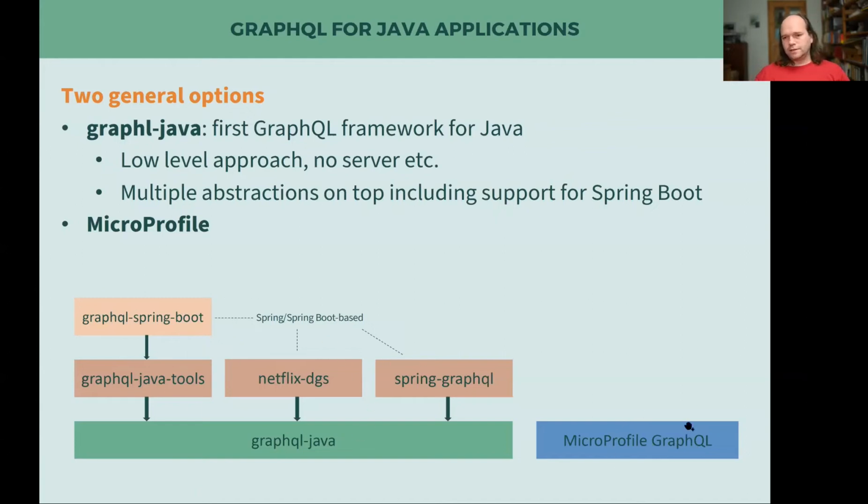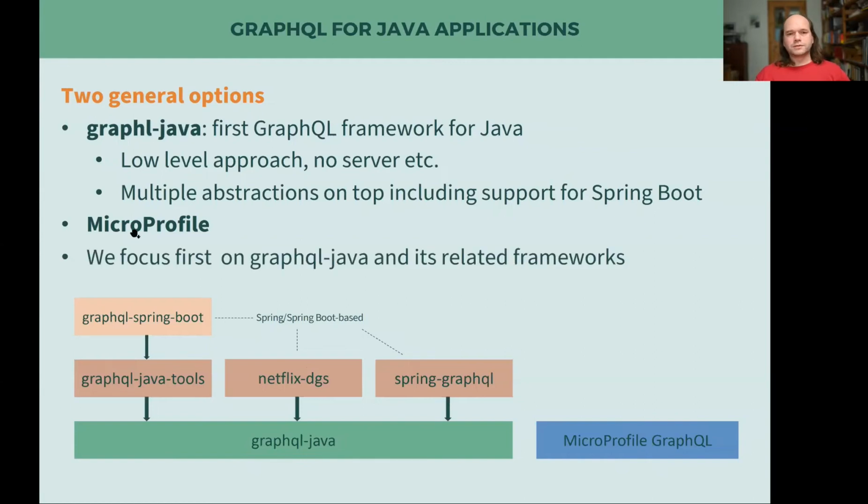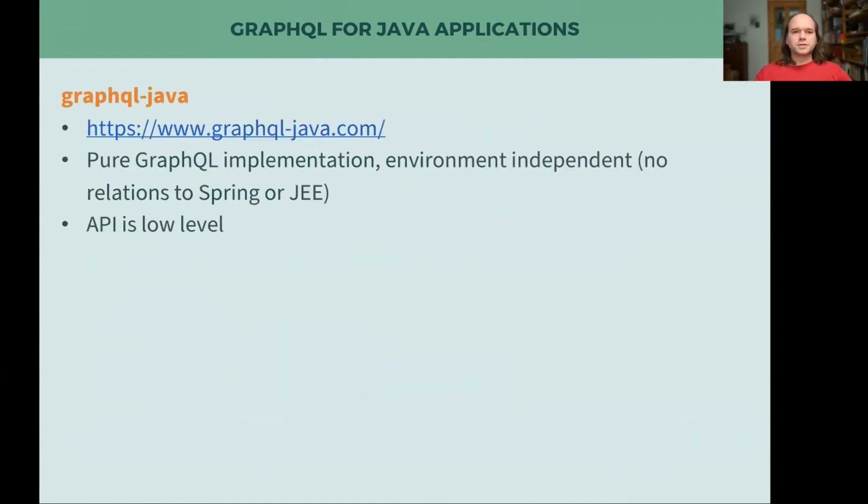So I think these are two general options. If you're using MicroProfile, then you use MicroProfile GraphQL. Probably if you don't use MicroProfile, you will use GraphQL Java with one of the projects on top here. And we first focus on GraphQL Java because I think it's the most widespread, the most widely used framework. GraphQL Java itself is only the GraphQL implementation, no environment, like no servers, no Jakarta EE, no Spring, and so on. And the API is quite low level, but we will see after that there are some frameworks on top of it that build higher level APIs. But I think it's important to understand the basic technology, so I will show you the low level API first.